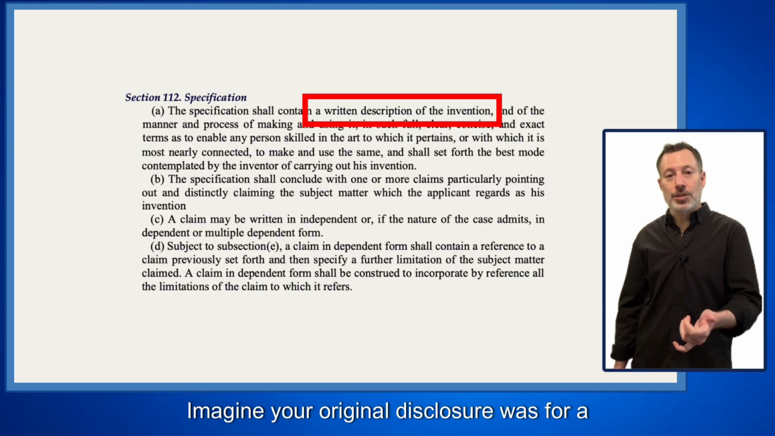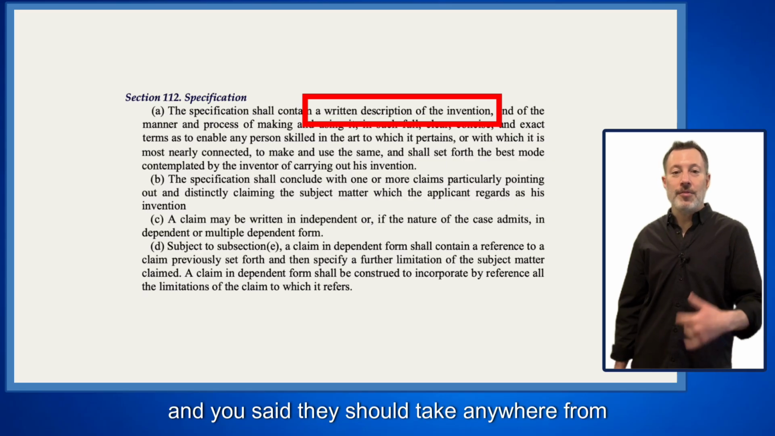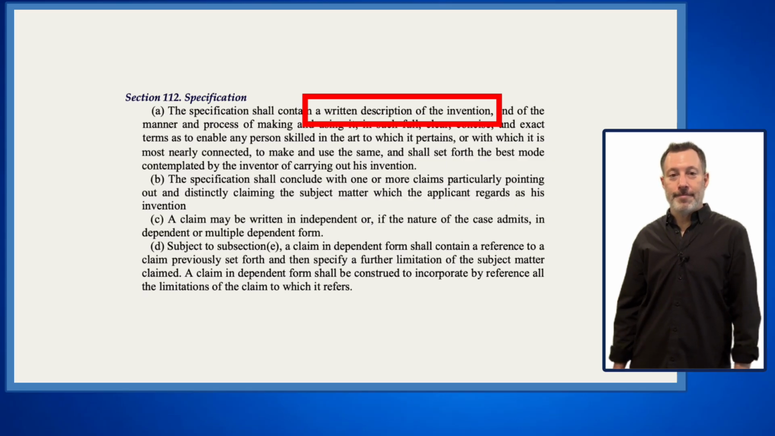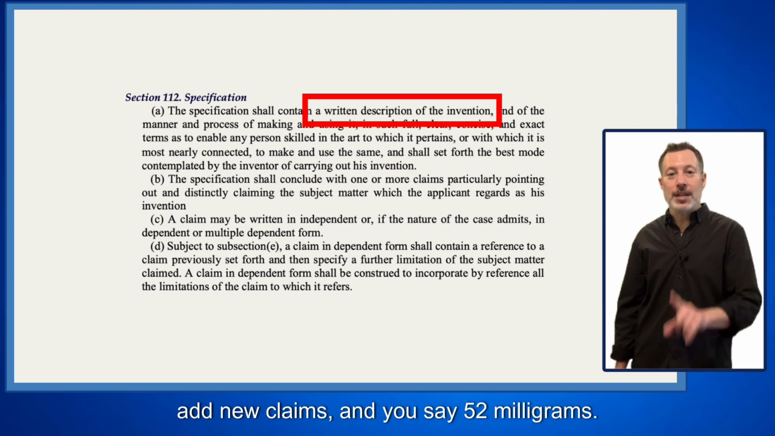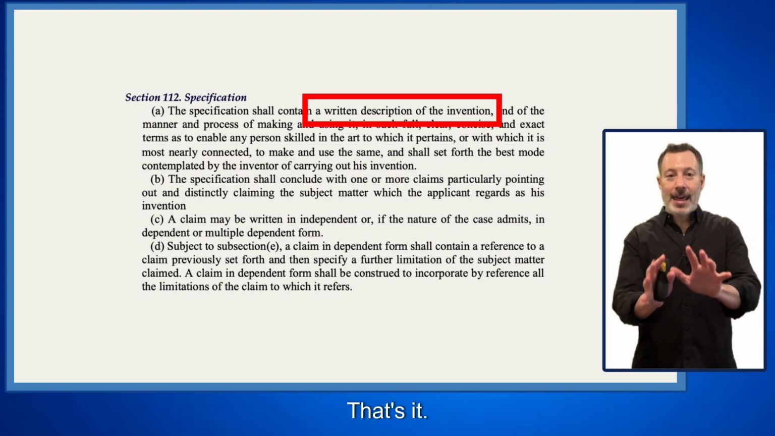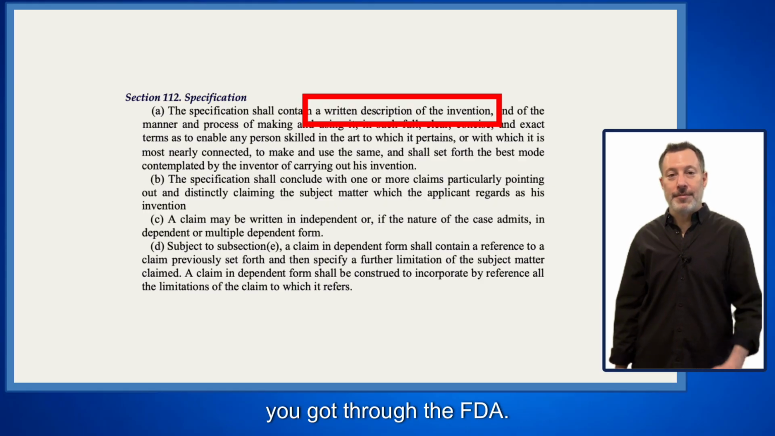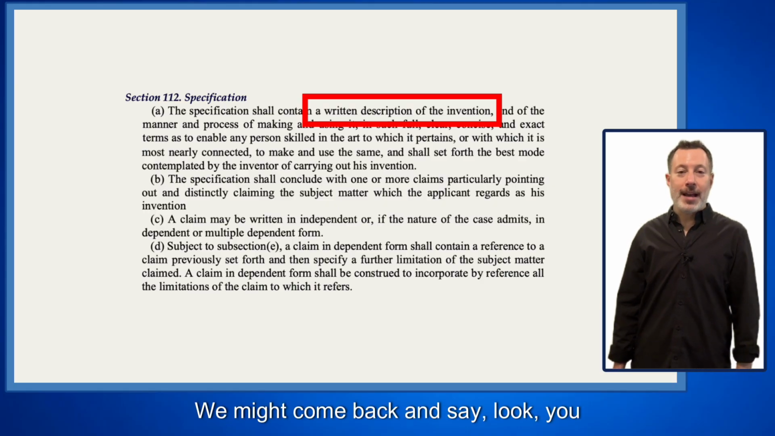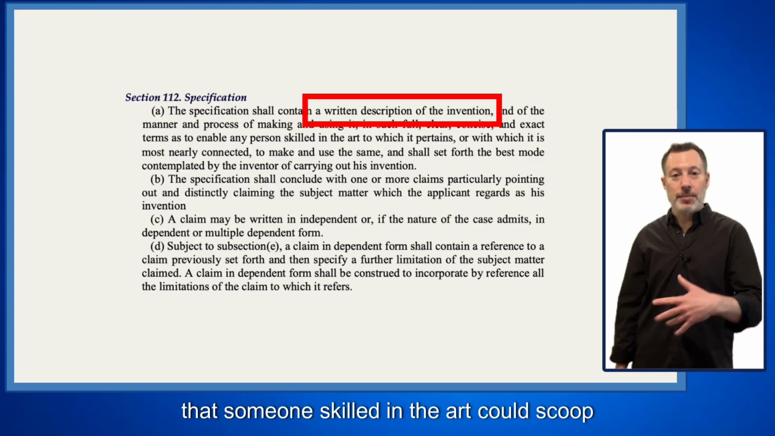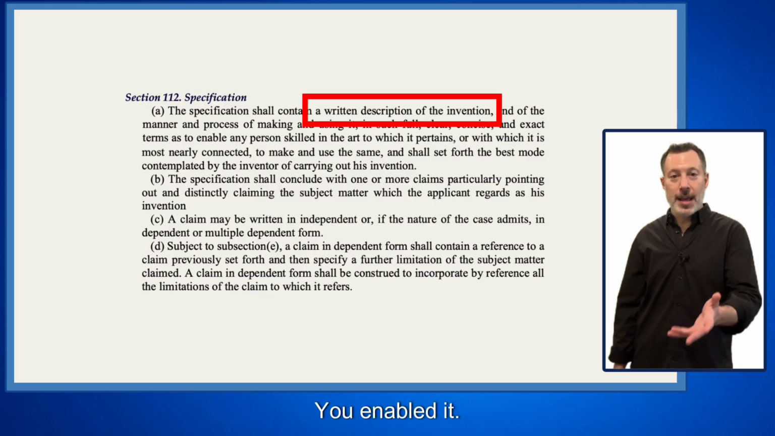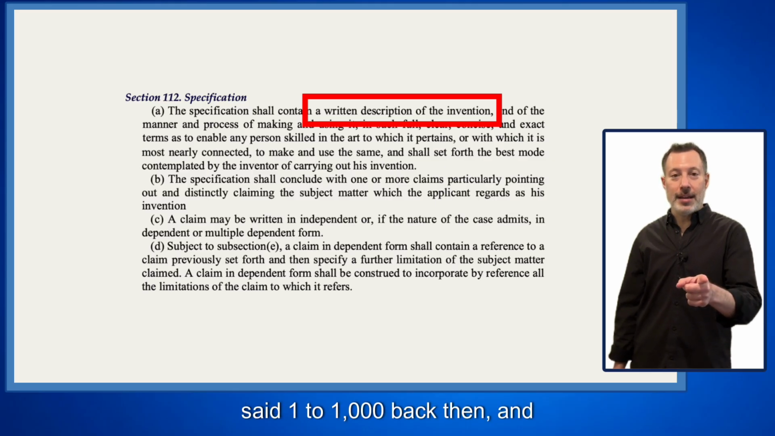Imagine your original disclosure was for a method of treating some ailment, and you said they should take anywhere from 1 to 1,000 milligrams. Then you come back a year later and you add new claims and you say 52 milligrams. That's it. 52, so important, because that's the one you got through the FDA. We might come back and say, look, you enabled all of it. When you said 1 to 1,000, you taught enough that someone skilled in the art could scoop that out. You enabled it.